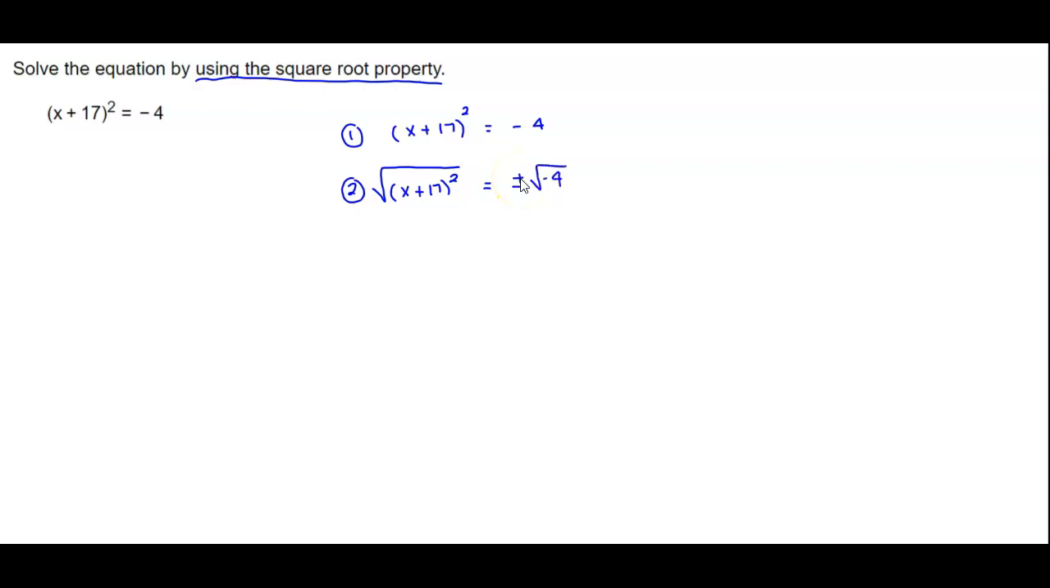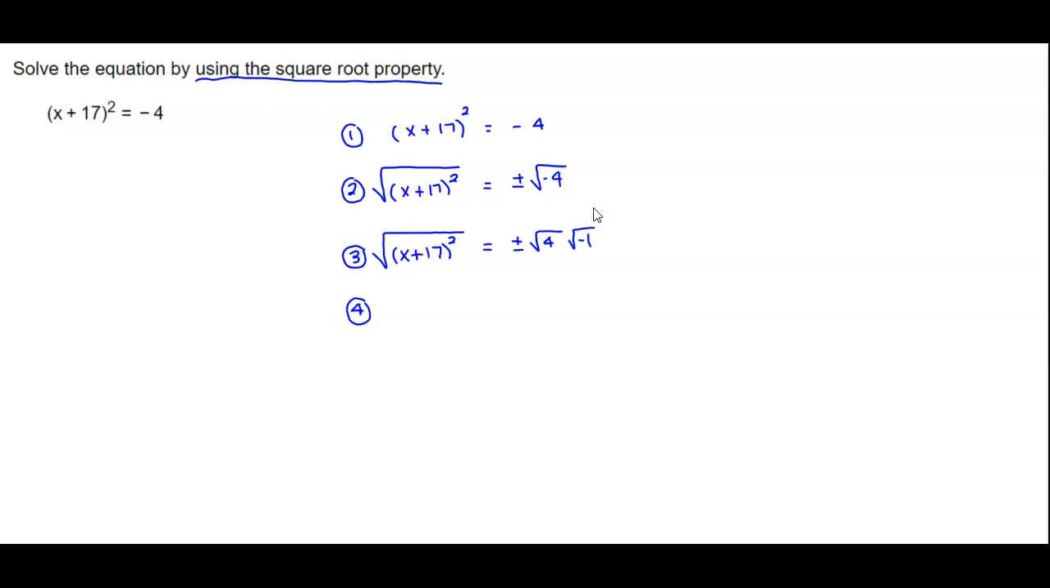of -4. Okay, now before we take the square root of both sides, we want to factor out the square root of that negative number. So in step number 3, we rewrite the same thing on the left side, which is the square root of (x + 17)², and this is going to equal plus or minus the square root of +4 times the square root of -1.